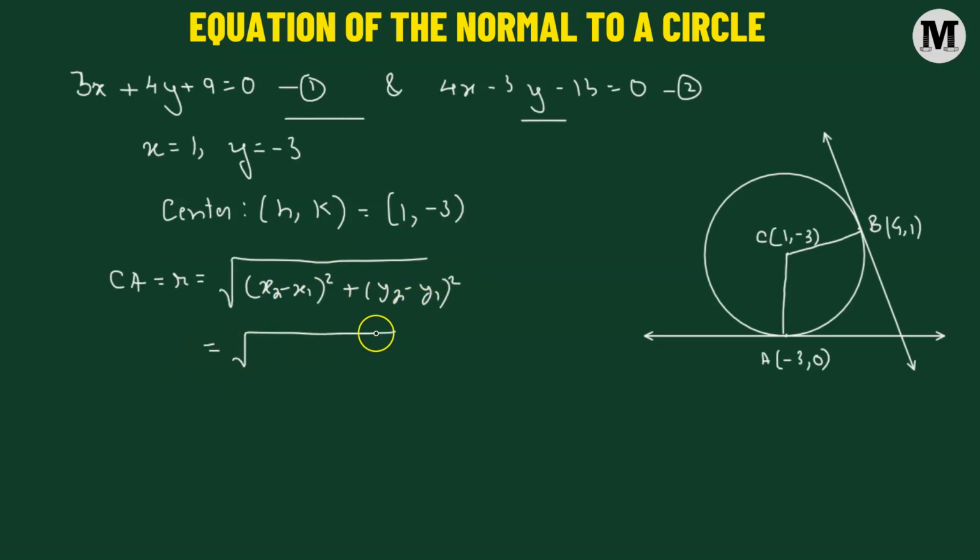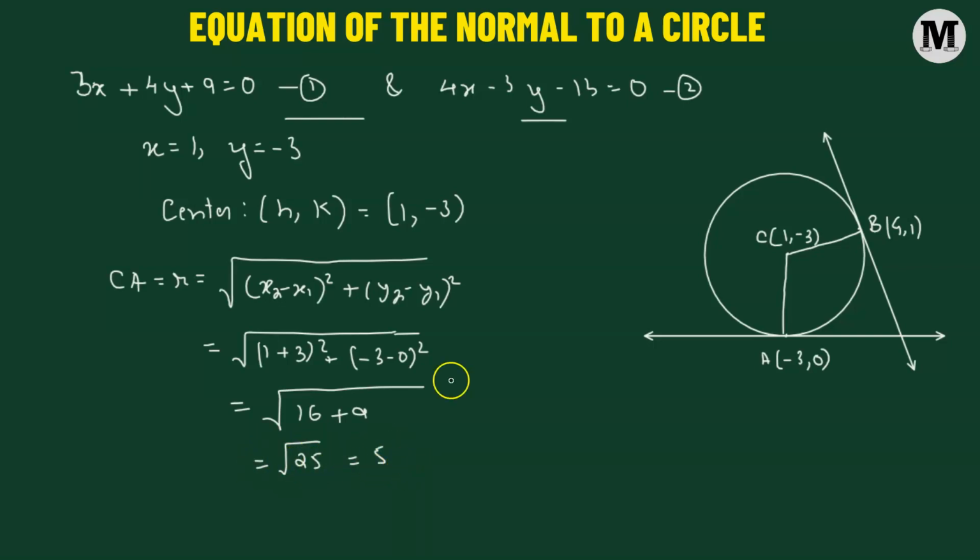So in our case we have 1 minus negative 3, so we get 1 plus 3 whole squared, added to negative 3 minus 0 whole squared. So this is going to be equal to the square root of 1 plus 3, that's 4. Squaring 4 gives us 16. Negative 3 squared gives us 9. So we get square root of 25, which is nothing but 5. So we have successfully obtained the radius of the circle as well.